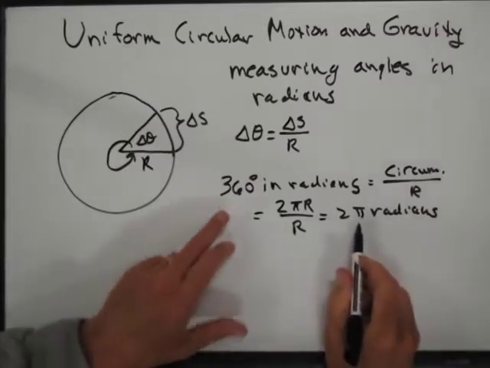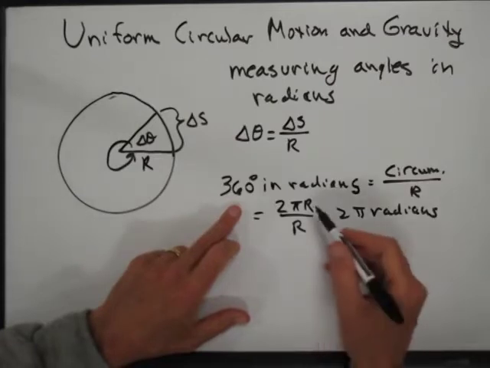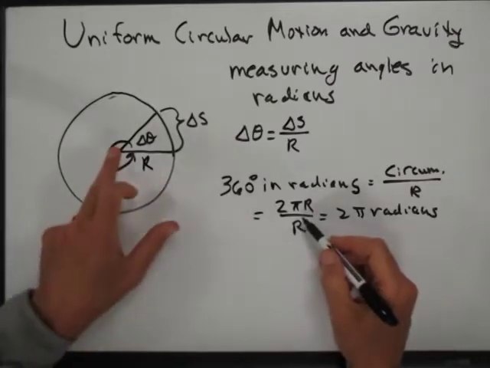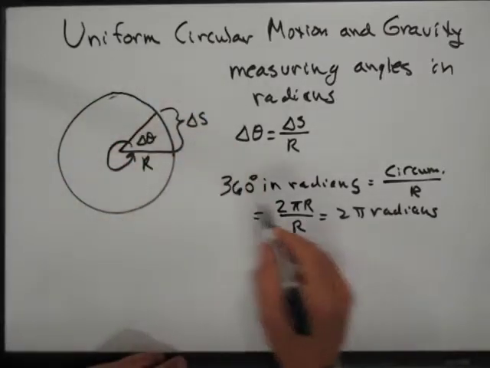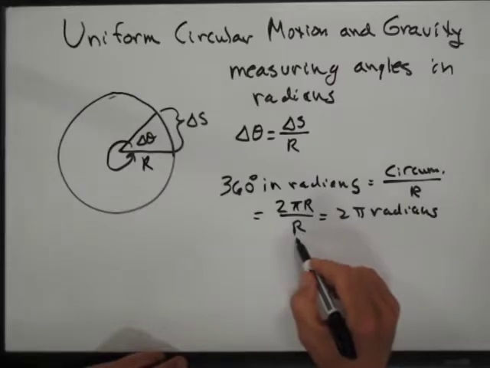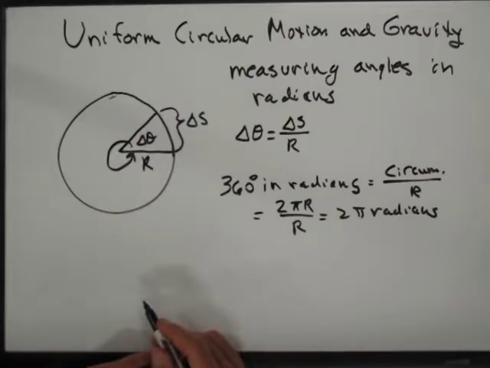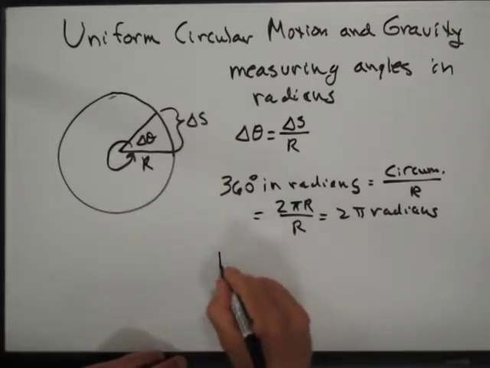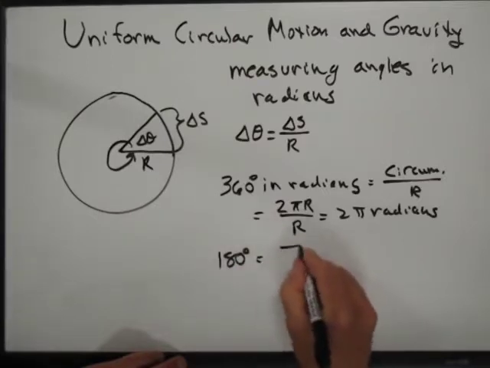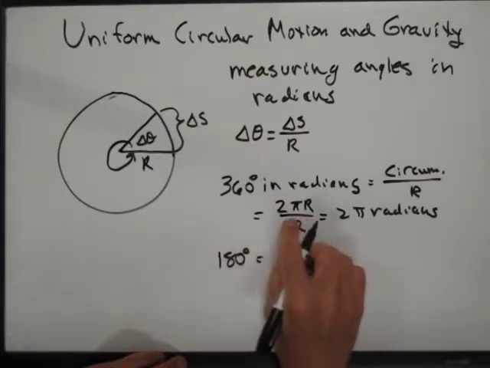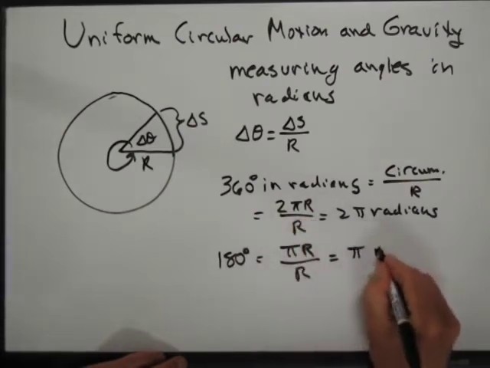And so a couple things to notice. First of all, that means 360 degrees is 2 pi radians. Also notice the r's cancel. It doesn't matter how big my circle is. If I pick any circle and take its circumference, it'll be 2 pi r, and divided by its radius, the r's will cancel. And so the angle in radians around any complete circle is 2 pi. You can, of course, then look at 180 degrees, right? And that gives me pi radians, because it's half of a circumference. Half of 2 pi r is just pi r, divided by the radius is just pi radians.